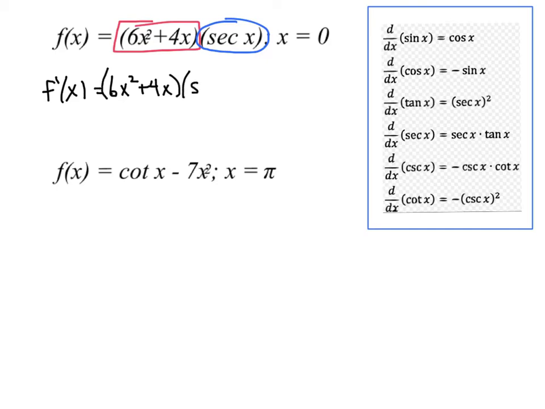Derivative of secant is secant times tangent plus, then we do the second multiplied by the derivative of the first. So that's our derivative.